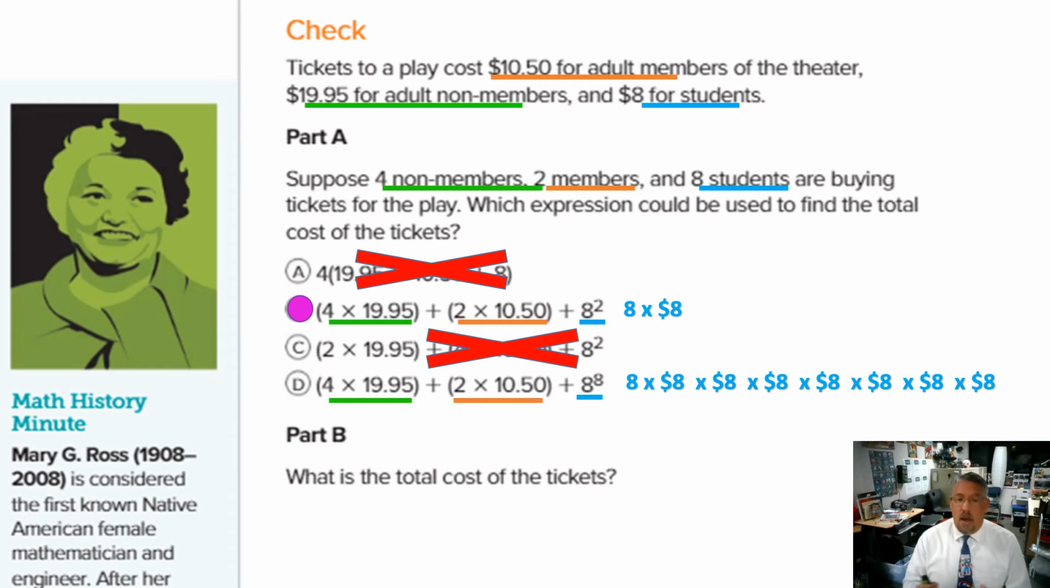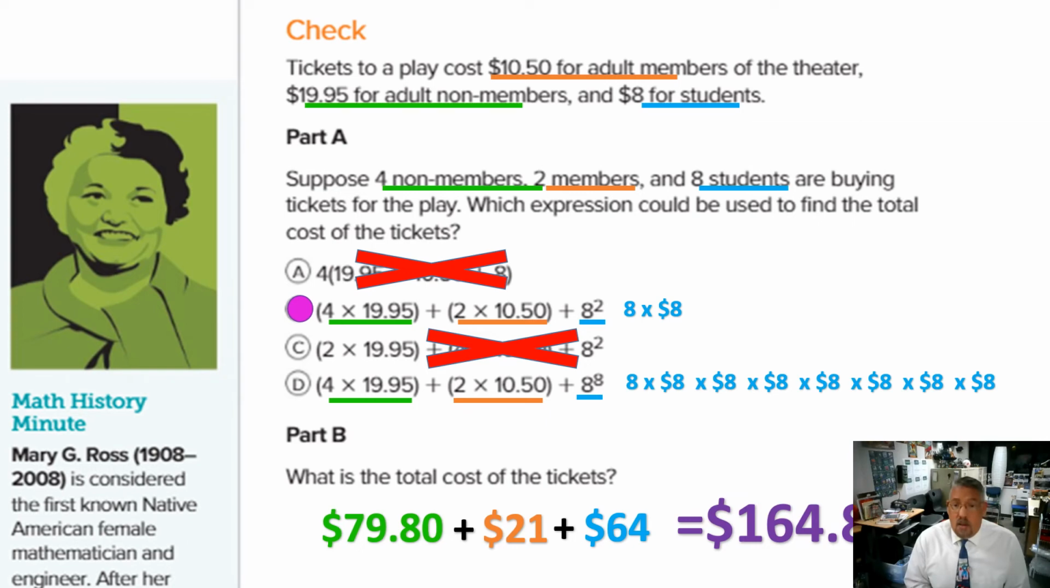So hopefully you marked that. Then, in order to do the correct answer, you would have just simply solved the problem. So 4 times $19.95 would have given you $79.80, and 2 times $10.50 would have given you $21. And then 6 times 6 is 64. And then when you added them all together, my video is kind of blocking it, but you should have ended up with $164.80. If you didn't get it, don't worry about it.